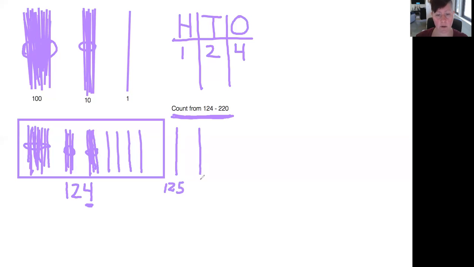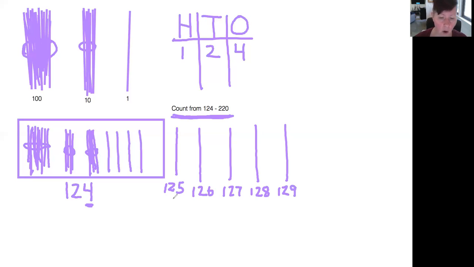And then another 1 would get me to 126. And then another 1 would get me to 127. Another 1, 128. Another 1 would get me to 129. And notice here that only the 1s place is changing, okay? Because all I'm doing is adding by 1. So nothing else in my number changes, okay?